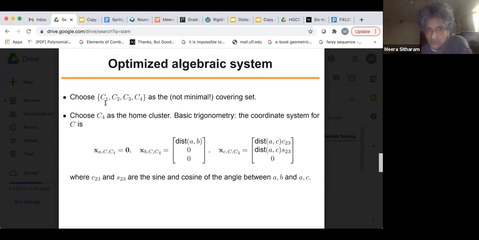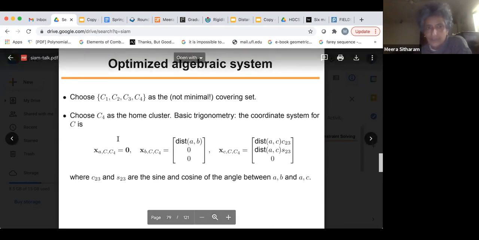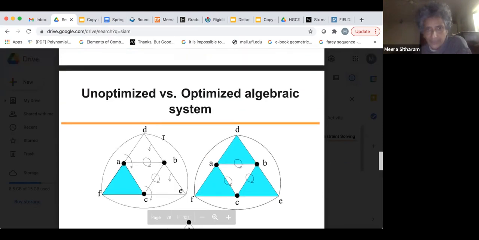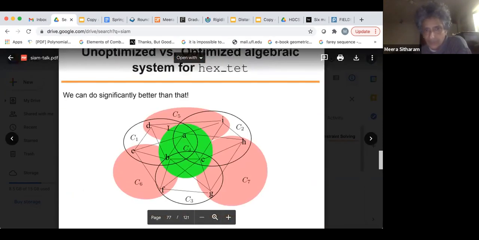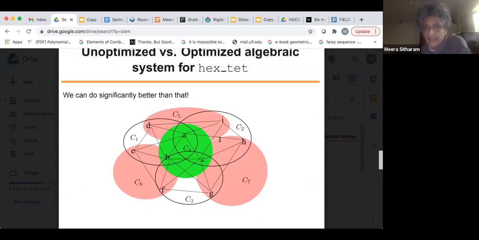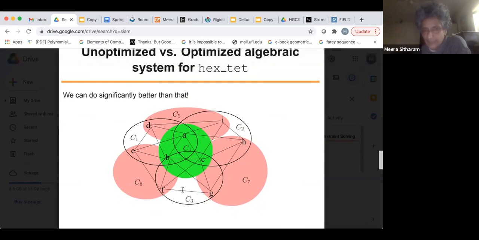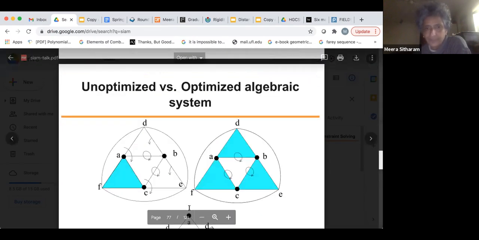So we can choose, instead of using just C1, C2, C3, all 4: C1, C2, C3, C4. It's not a minimal covering set. It's got more than just minimal. And then you choose one of them as the home cluster, the one in the middle. So C4 is the one in the middle. You choose that. And so this tetrahedron was shown as a triangle in that schematic picture, but it's basically this tetrahedron.